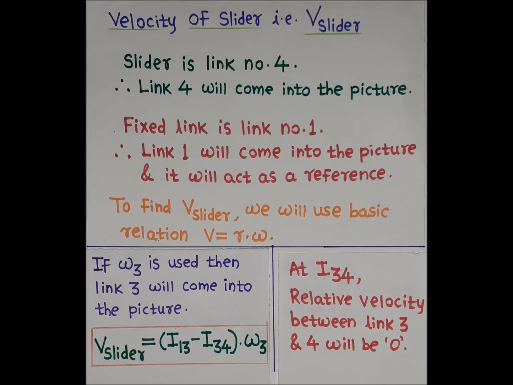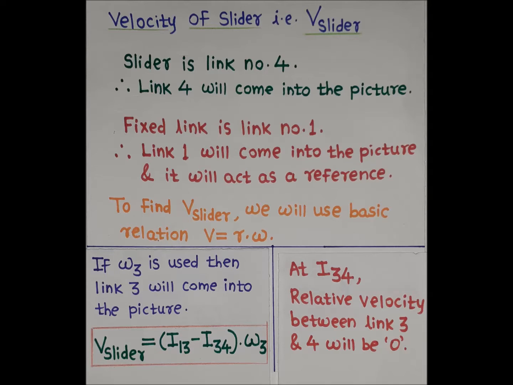If omega 3 is used to find the velocity of the slider, then link 3 will come into the picture, and we'll have the relation velocity of the slider is equal to a bracket, in that bracket we'll have a distance, and it will be multiplied by omega 3. In the bracket we will have the distance between two ICRs, which will act as a radius. As omega 3 is taken, we should focus on link 3. Link 3 will have pure rotational motion about ICR I13, that is, link 3 will have pure rotational motion relative to fixed link 1 about ICR I13.